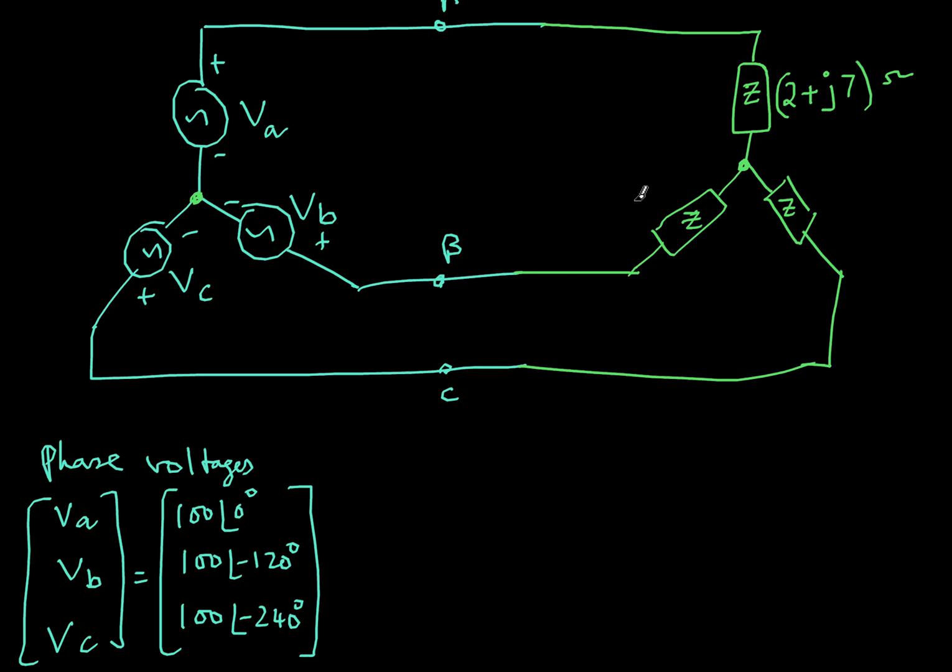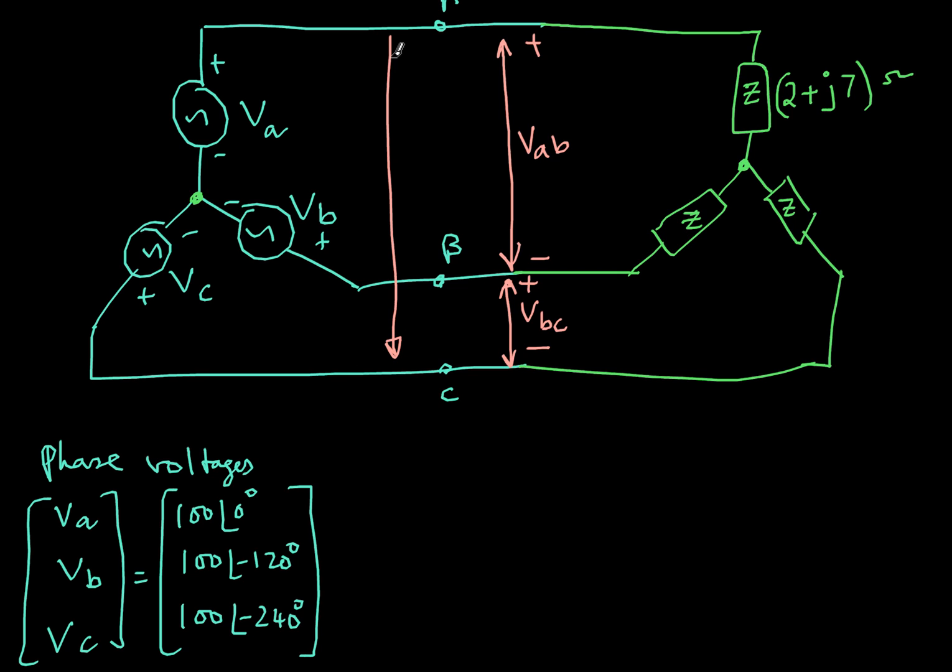Let's mark the line quantities. So these are the phase voltages. Let me use a different color. This is VAB, voltage of A with reference to B. And then this is VBC, voltage of B with reference to C. And overall this is VCA, voltage of C with reference to A. That's why we put plus here and minus here.